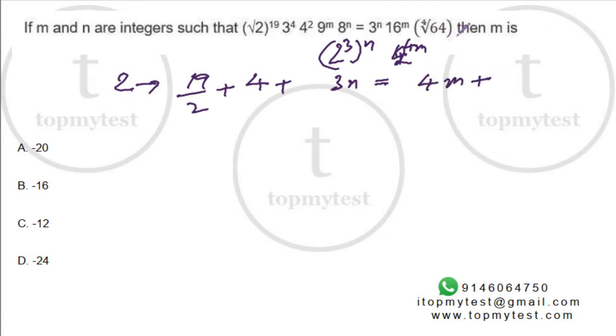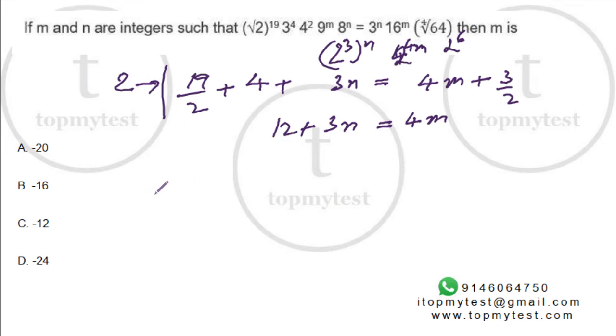Plus 64 is 2 to the power 6. 2 to the power 6 divided by 4 is 3 by 2. Right? So this is what we get. One relationship if we equate the powers of 2. So this gives us 19 minus 3 is 16. 16 by 2 is 8. 8 plus 4 is 12. So 12 plus 3n equals 4m. This is the first relationship.